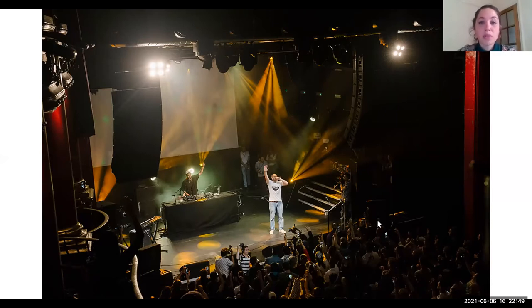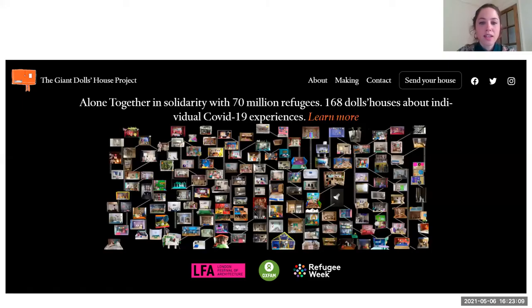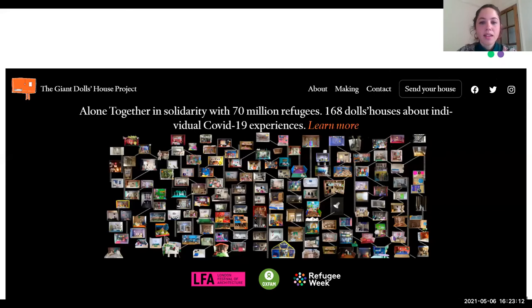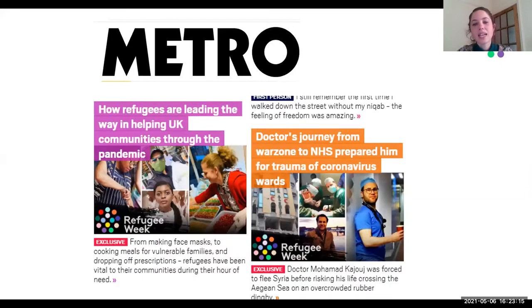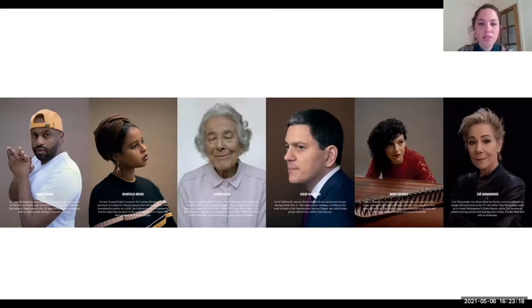So Refugee Week is an opportunity for us to connect with the voices and perspectives of refugees and people seeking safety through arts, through culture, that might be music, books, creative activities. This is the Giant Dolls House project. Through the national media, it invites us to reimagine who a refugee is, what a refugee looks like, and connect with refugee experiences in our shared history and culture. You can see the author Judith Kerr here in this portrait series by Gillian Edelstein for Refugee Week 2019. Refugee Week is also often about coming together through what we love, whether that's comedy, football, hip hop.